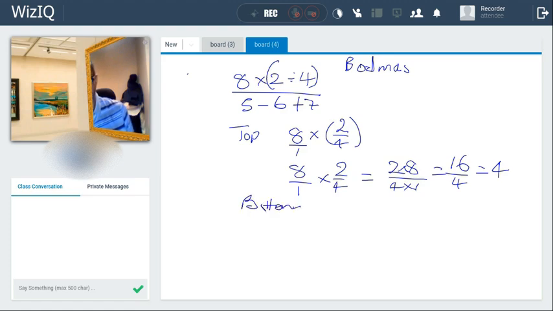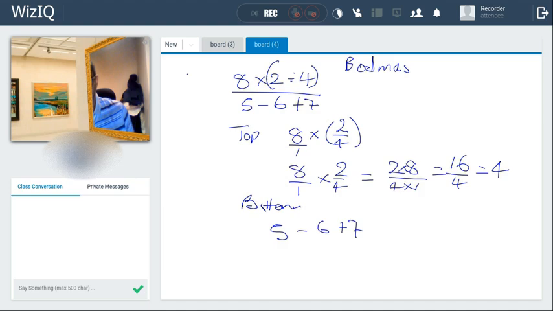The bottom is going to be 5 take away 6 plus 7. So we are saying, according to BODMAS, we need to add first. Now, the numbers we need to add effectively are this number and that number, because these are the numbers that are positive.